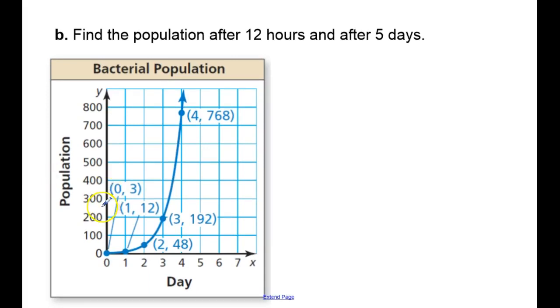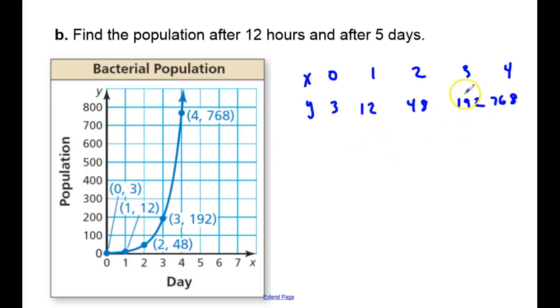So here we have some points. So I see that my population is increasing pretty drastically. So first I kind of want to figure out what I'm really looking at. So I want to use this graph and make a table of values, right? So here's my x and here's my y. So I know I have an x at 0, 1, 2, 3, and 4. So that's going to be the start of my table. So when x was 0, y was 3, and then we had 12, and 48, and 192, and 768.